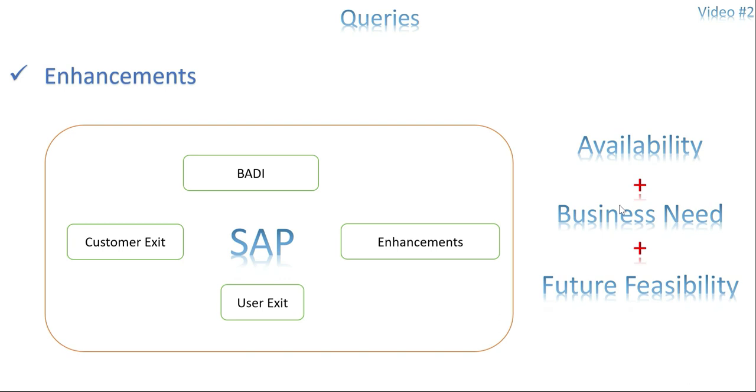Okay, because I can say future feasibility is the first point you have to think about. Then you can think about the availability and business need of the enhancements. Okay, so let's get into the documentation.